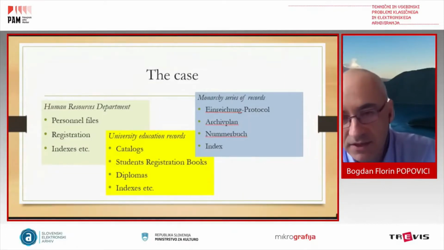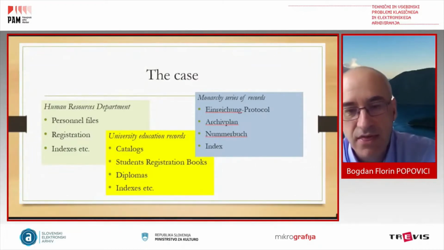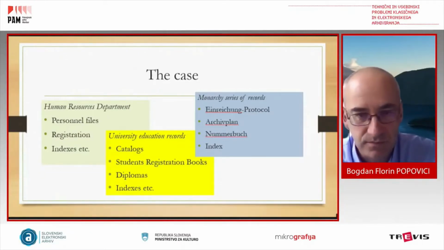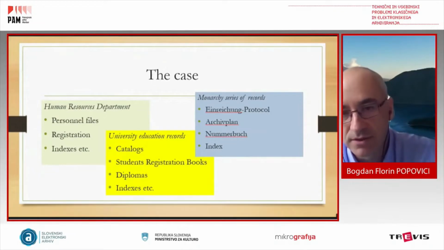It is the same thing today when you think, for example, of a human resources department or accountability. They have certain regulations for their core records that are supporting each other: the personal files, the registration of these files with indexes in order to retrieve a certain person, and so on. All these would constitute a record system.